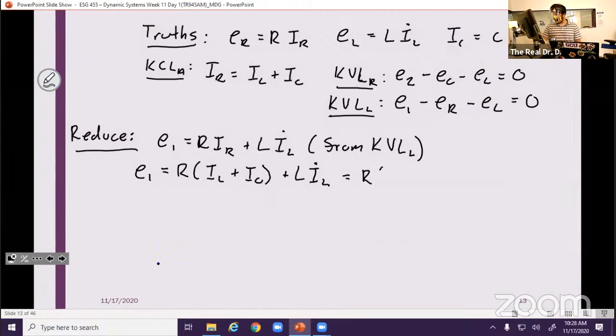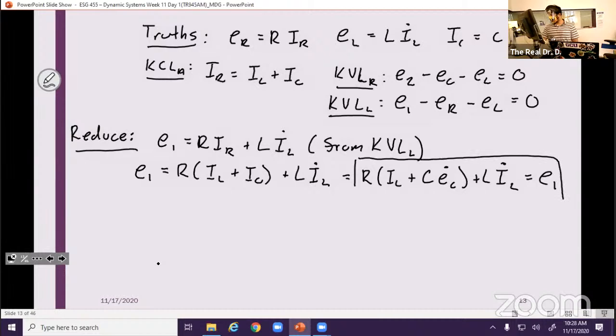This is going to be R times I sub L plus C E dot C plus L I dot L. That whole thing's equal to E1, right? So this is an equation. And normally that'd be fine, right? We would just leave it there. But we're going to expand this slightly, and we're going to keep all of our ILs on one side and move everything to the other side.